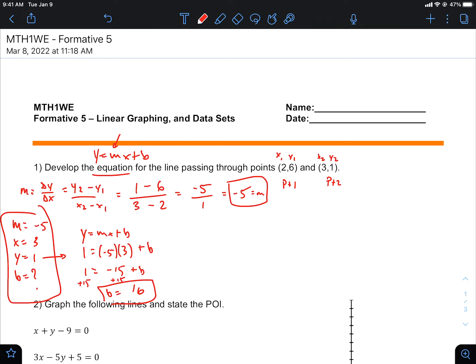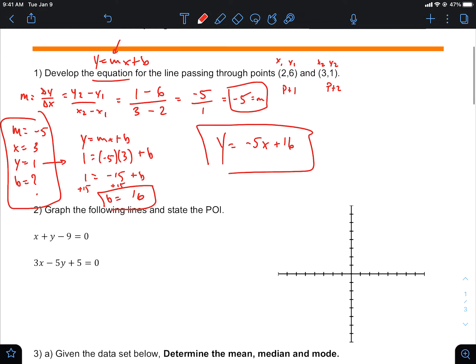Okay, so you just rewrite your equation with that stuff. Don't replace x and y with any numbers. You want a generic equation that allows you to solve for anything. So it's going to be y equals negative 5x plus 16. Does anybody have any questions?